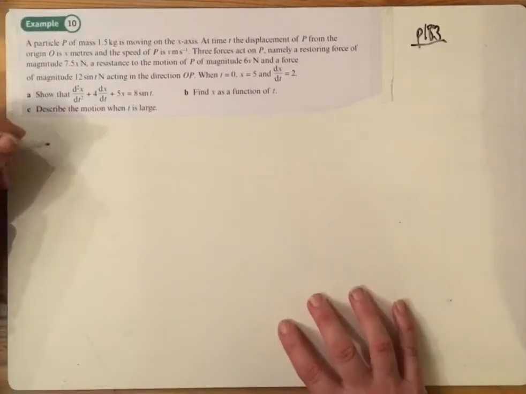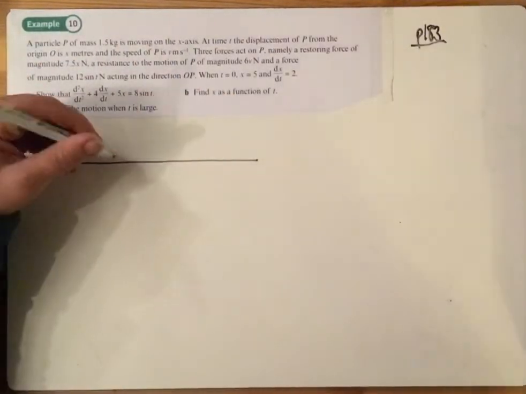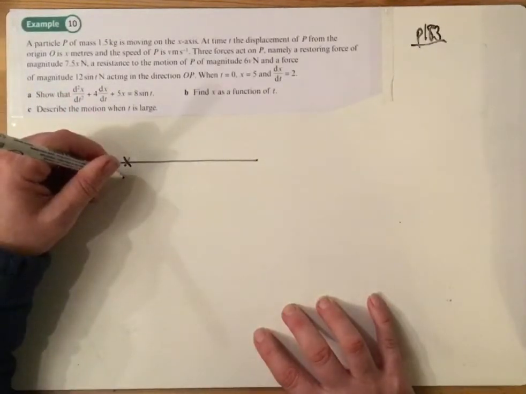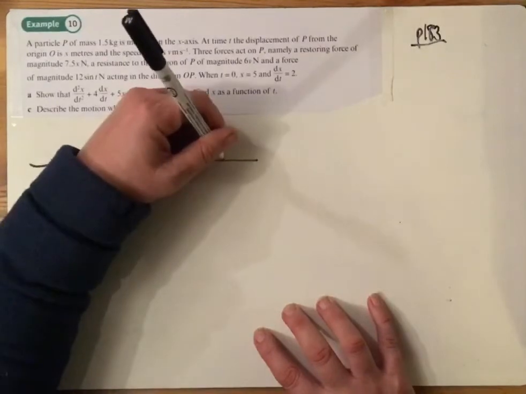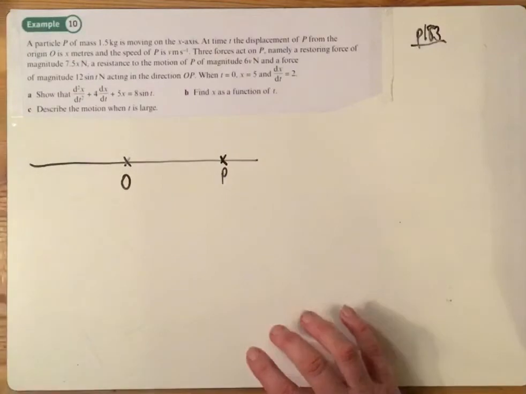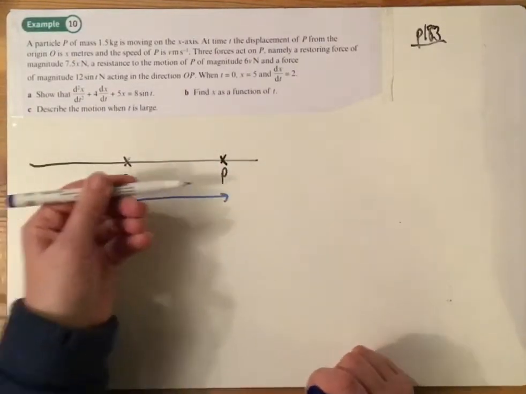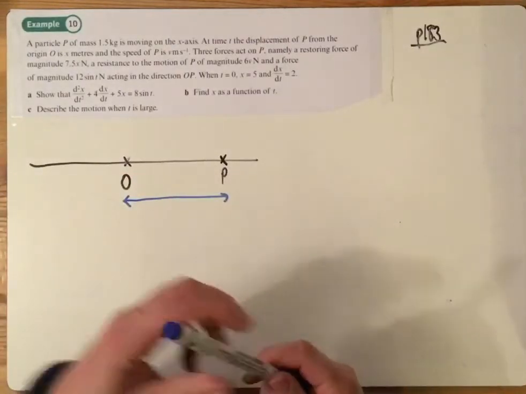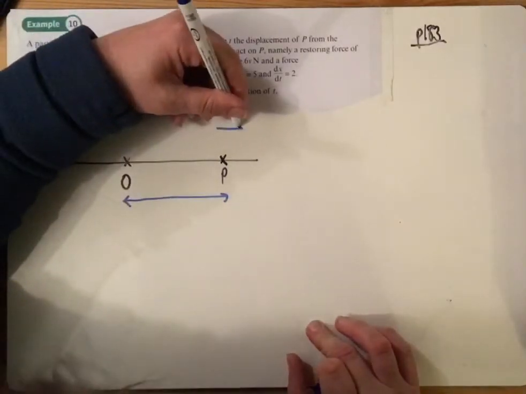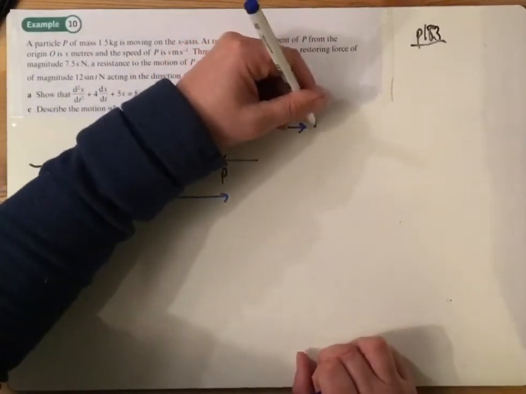So, a particle P of mass 1.5 kilograms is moving along the x-axis. At time t, the displacement of P from the origin is x meters. So there's P, distance of x, and the speed of P, this v. I'm going to take the motion as going this way, just because it's an easier model if everything's acting positively. So that's definitely going to be our positive direction anyway.